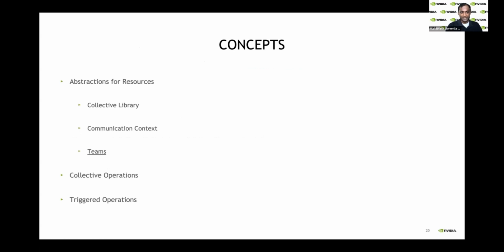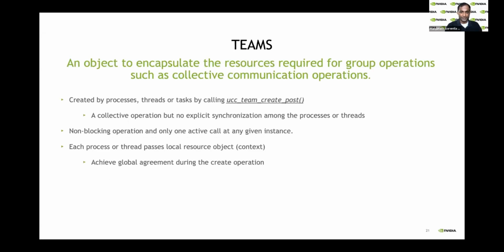Next is teams. So we created a library object, we created a local resource, and now we'll create a group resource. A group resource is nothing but a team. This is your abstraction for collective operations. The collective operation runs on this abstraction. I'll go a little bit faster because I took 27 minutes already.